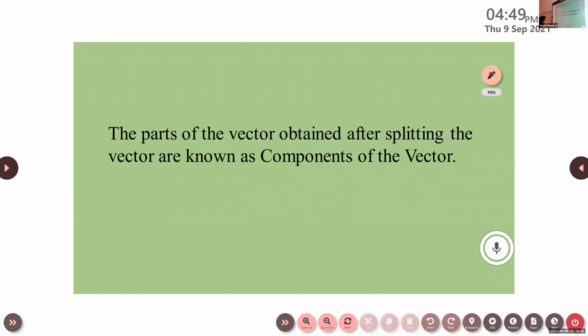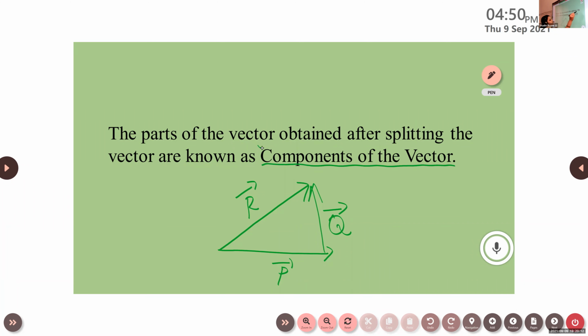Before that, you just write a definition for what we mean by components of a vector. The parts of the vector obtained after splitting the vector are known as components of a vector. So here we have a vector R. We split the vector into two, one is vector P and the other is vector Q. The parts of the vector obtained after splitting the vector are known as components of a vector. This is the definition for components of a vector.